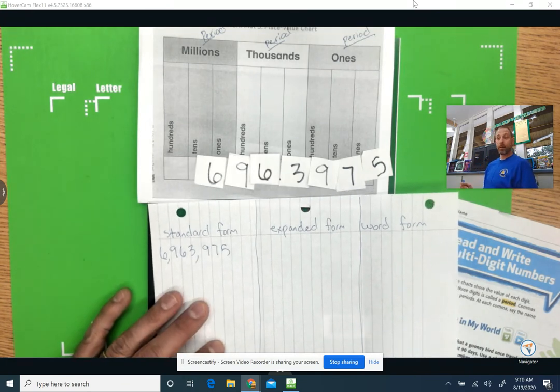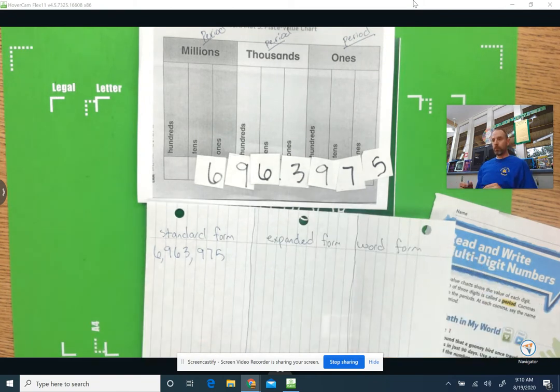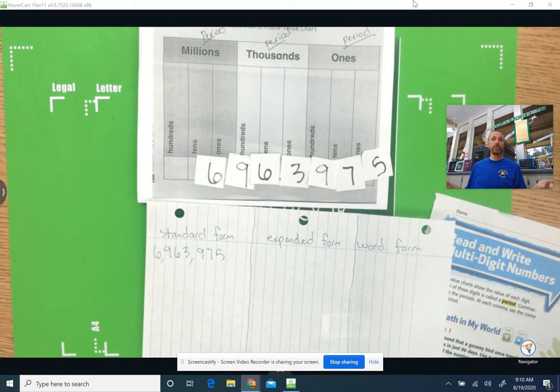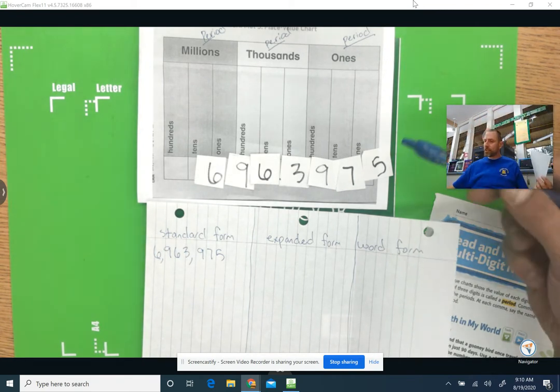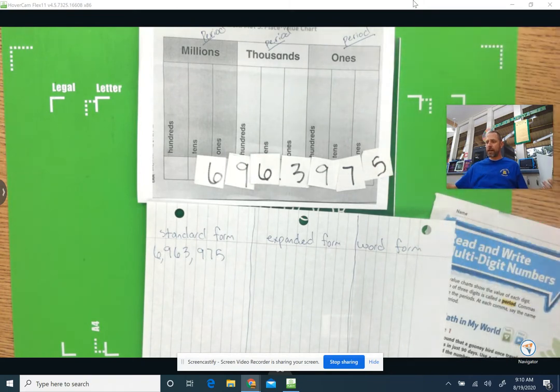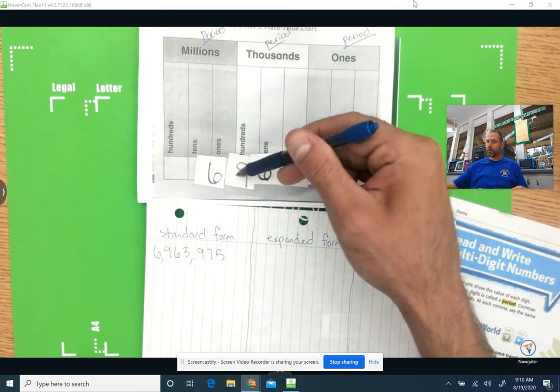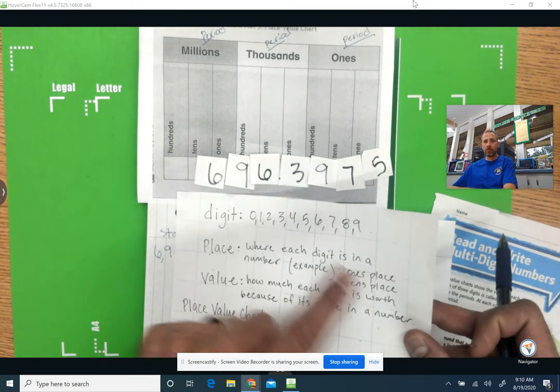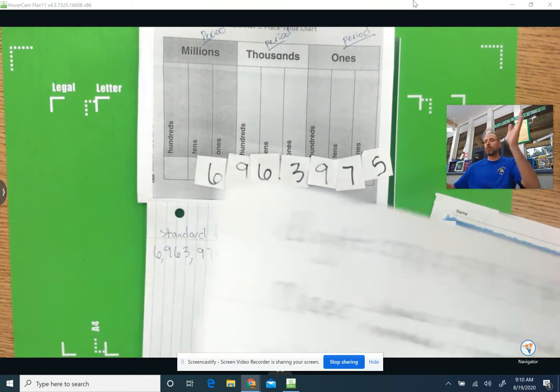The words, the phrase standard form. Expanded form. Now, what do we do here? This is an enormous number that we're about to put into expanded form, but we're going to do it. And we're going to do it by telling and reminding us about what the value of a digit means. This huge number, 6,963,975, has 7 digits in it. 1, 2, 3, 4, 5, 6, 7 digits. And remember, a digit is any digit, 0 through 9. Those 10 digits make up all the numbers on the planet.